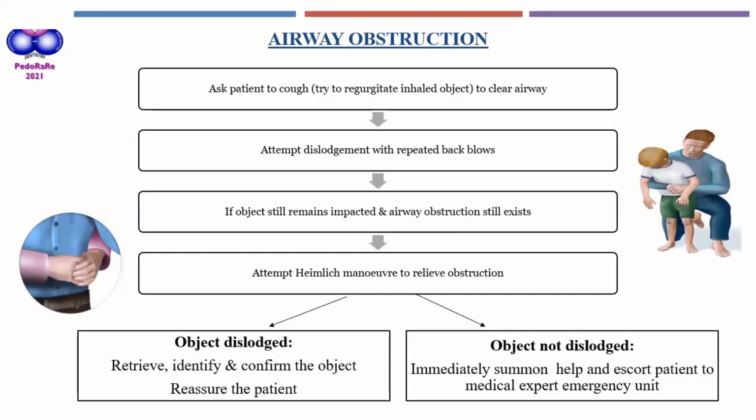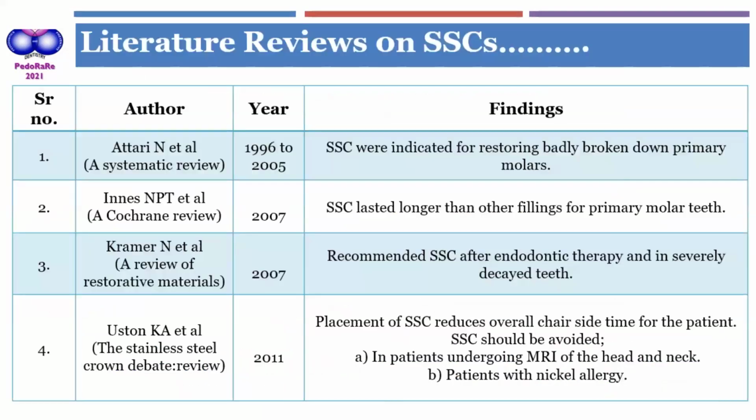Now, with airway obstruction, ask the patient to cough. Try to regurgitate the inhaled object to clear the airway. Attempt dislodgement with repeated back blows. If the object still remains impacted in the airway, attempt the Heimlich maneuver to relieve the obstruction. If the object is dislodged, retrieve, identify, confirm the object, reassure the patient. But if the object is not dislodged, immediately summon help and escort the patient to the medical emergency unit.